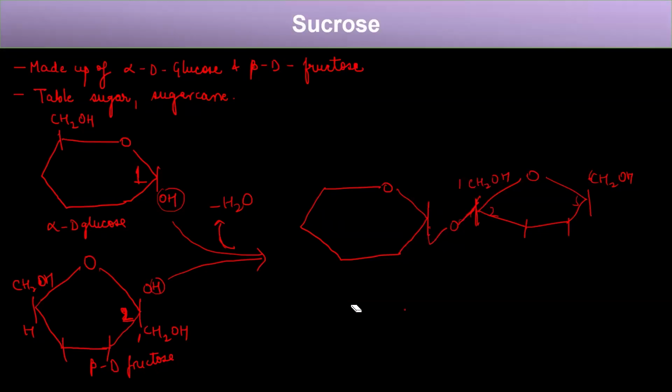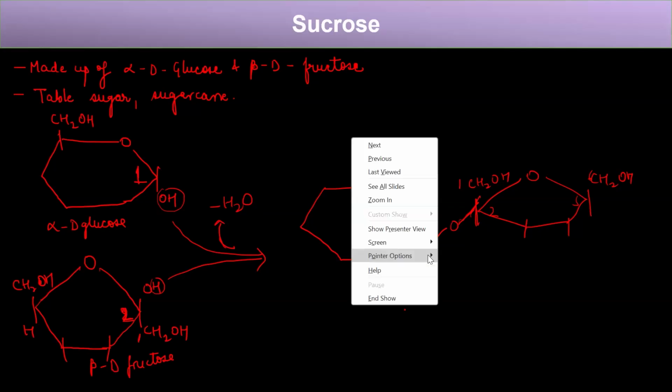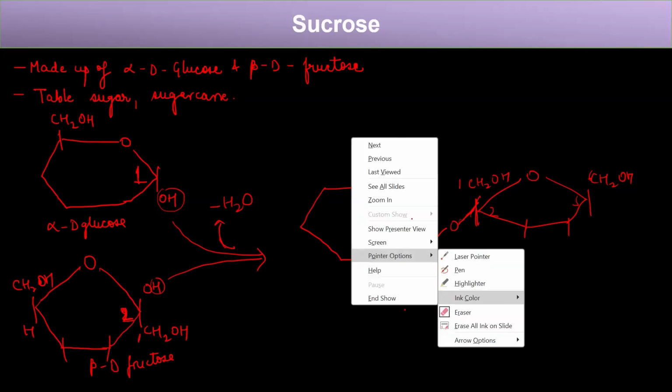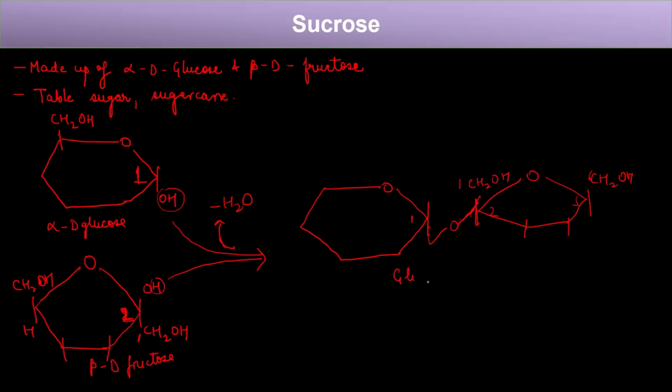So the name will be, the first moiety that we have is glucose, right? So in the first carbon we have glucose. Now its first carbon is involved in bond formation, so it will be 1 alpha because it is alpha glucose. And in the second carbon, we have beta fructose, and its second carbon is involved in the bond formation, so it will become 2 beta. And since it is fructose, we can write FRU, and this is glucose 1 alpha 2 beta fructose glycosidic linkage.